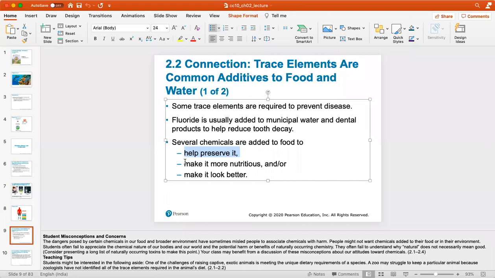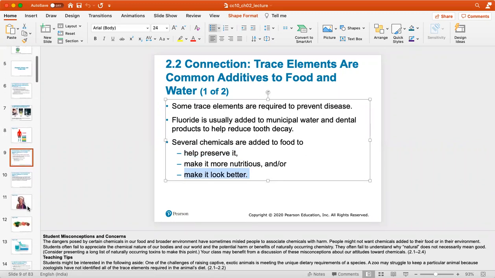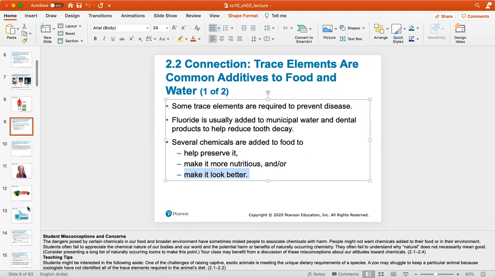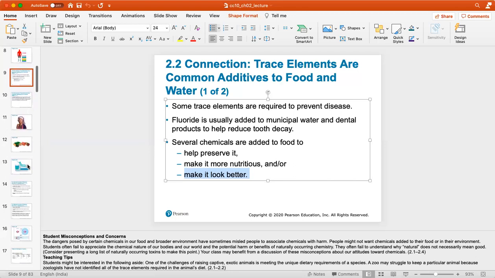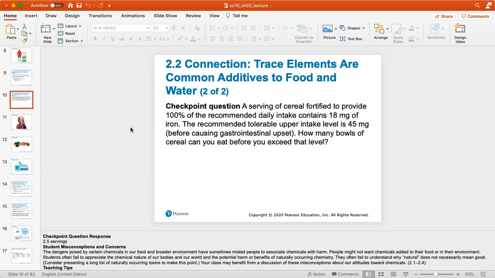Chemicals might be added to make food more nutritious or even to make it look better. In terms of yellow rice, some mac and cheese products, I'm not going to name names of brands, but some macaroni and cheese products, sometimes chemicals are added just to make it look more yellow, like cheese. And that's up to you if you want to eat it or not.